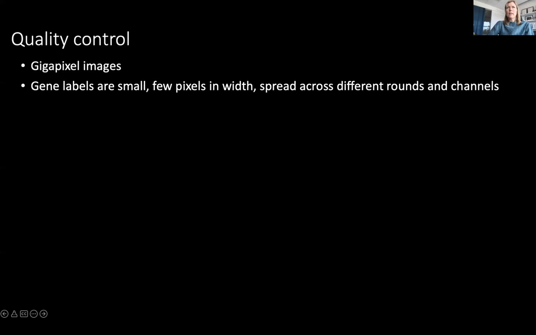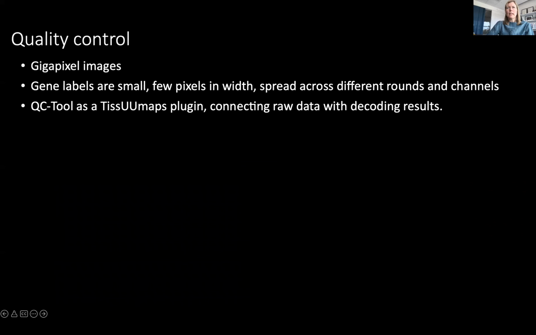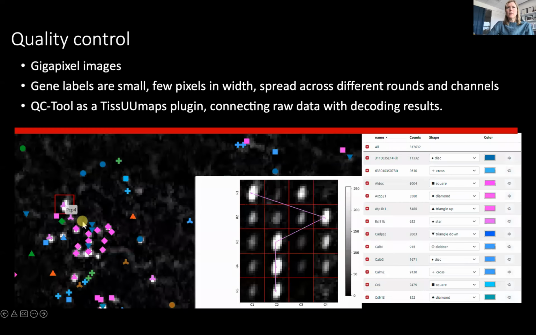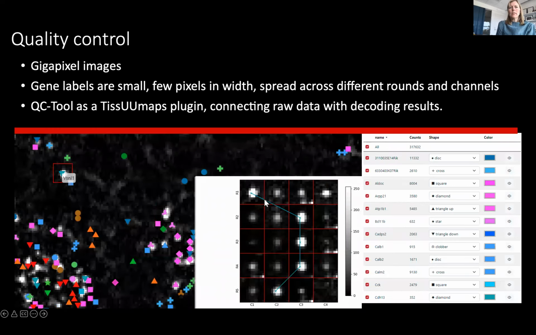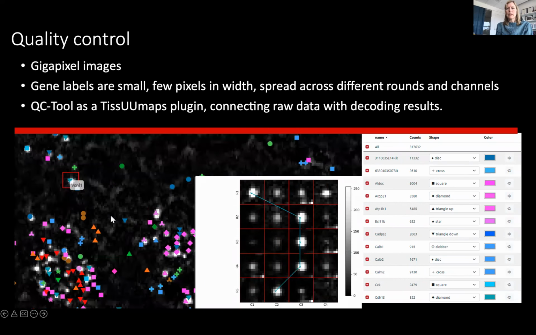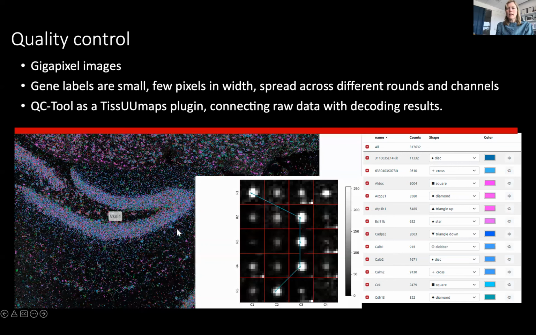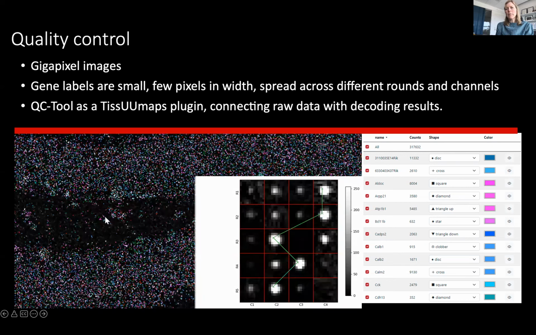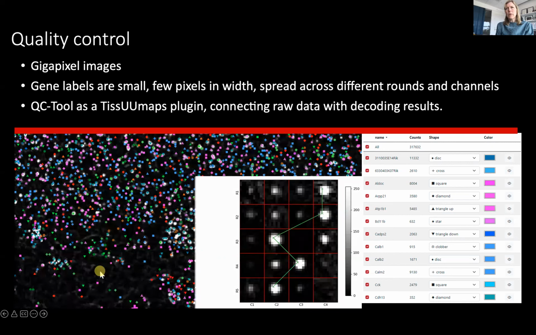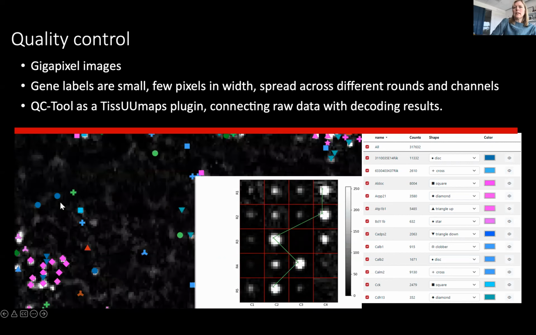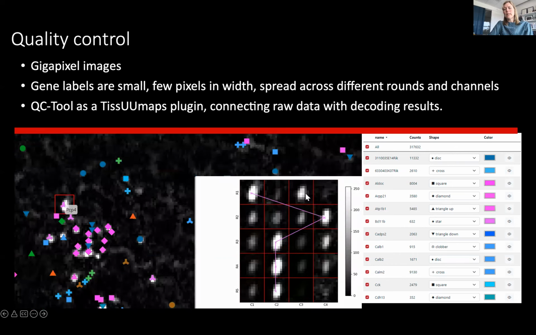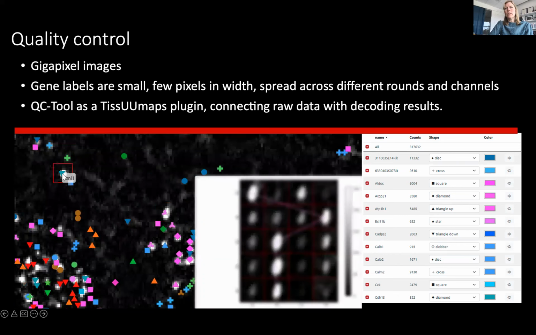So Tissue Maps allows you to load these gigapixel images and then see these gene labels on top of the data and then use this QC tool, which I'm showing here. So once you have loaded all the data from your experiment, you can click on a marker, and that is the output of your decoding scheme. And then once you click on one of these markers, you directly see the associated raw data and the decoding path so that you can easily confirm or discard the result.